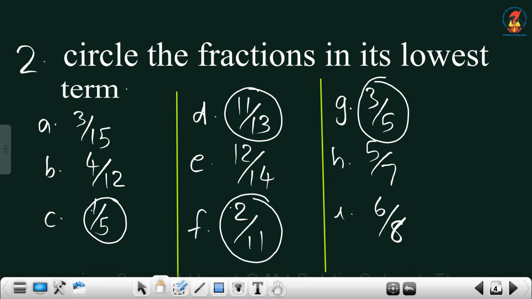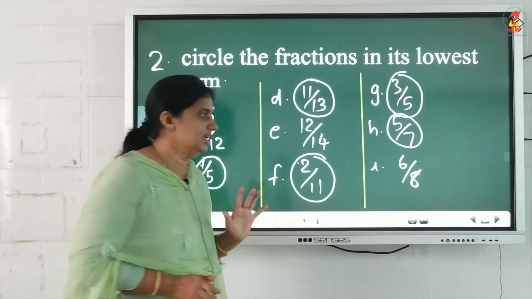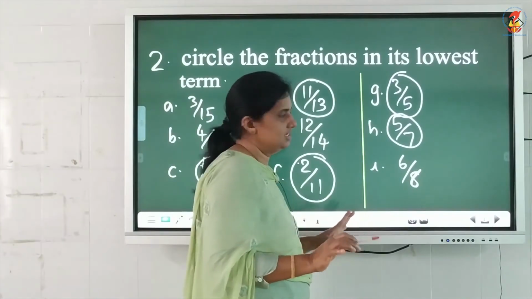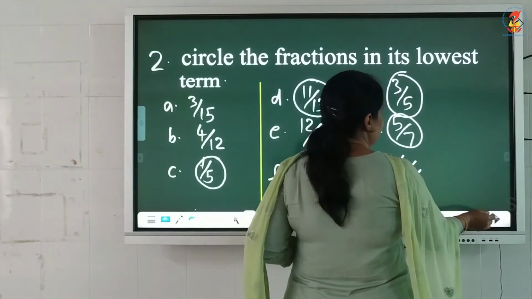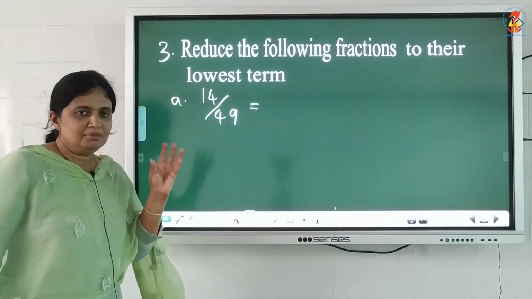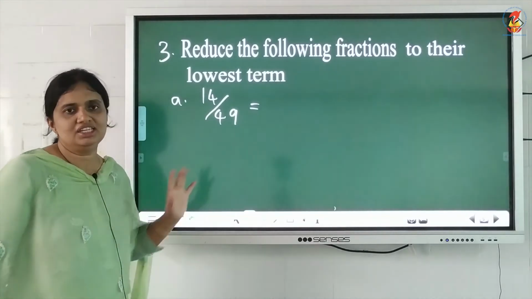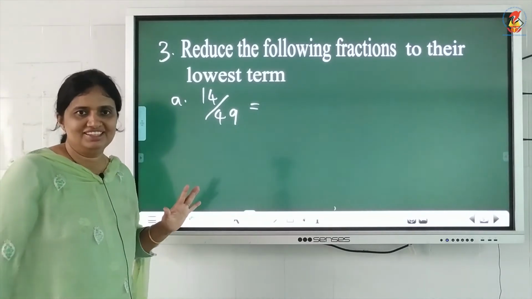5 by 7. The common factor between numerator and denominator is what? 1 only. And 6 by 8, it is not 1. The common factor between numerator and denominator is not 1. That means it is not in the lowest term. Is it clear what is the lowest term? When the common factor between numerator and denominator becomes 1, at that moment we can say it is in the lowest term only. Is it clear?